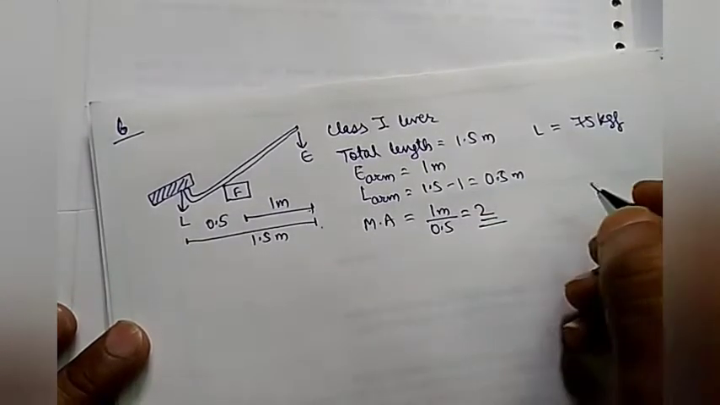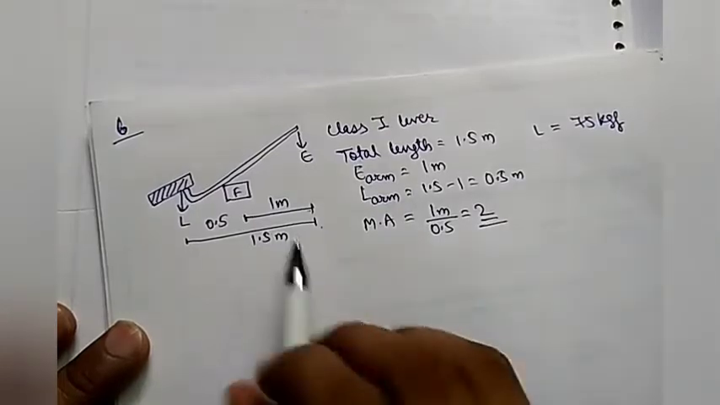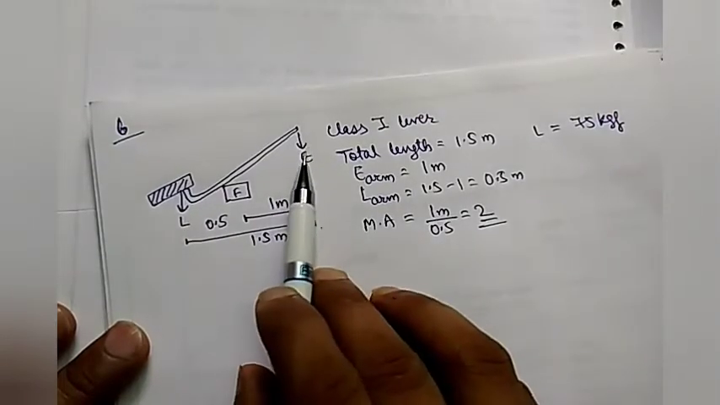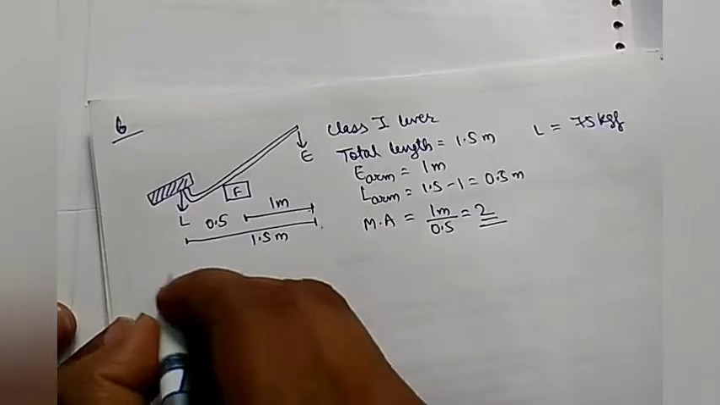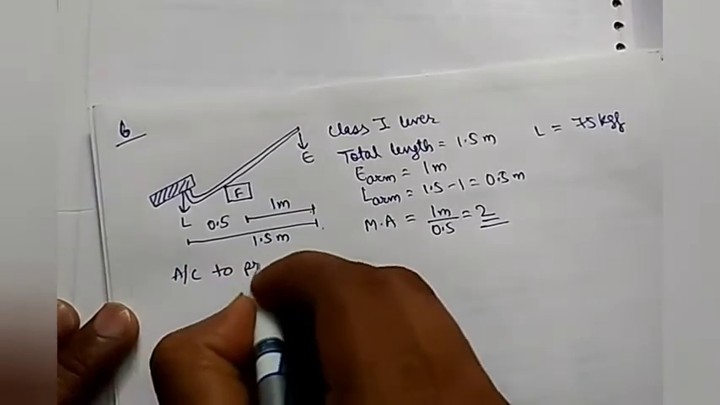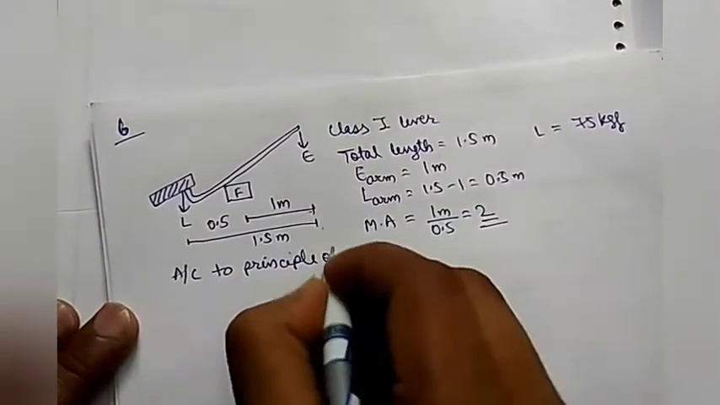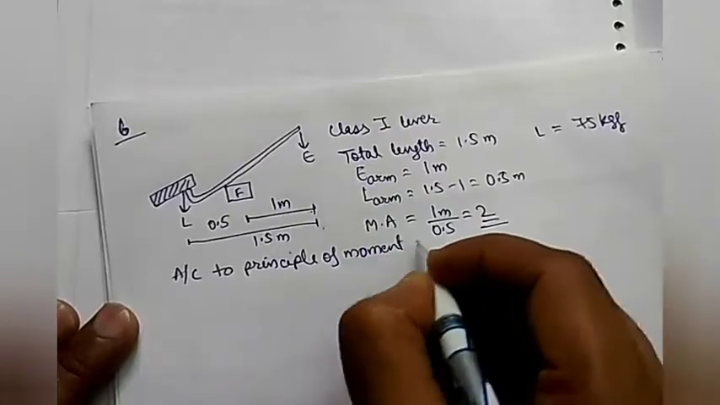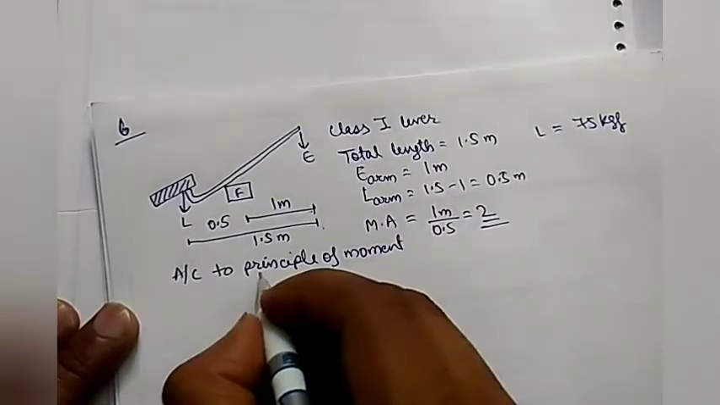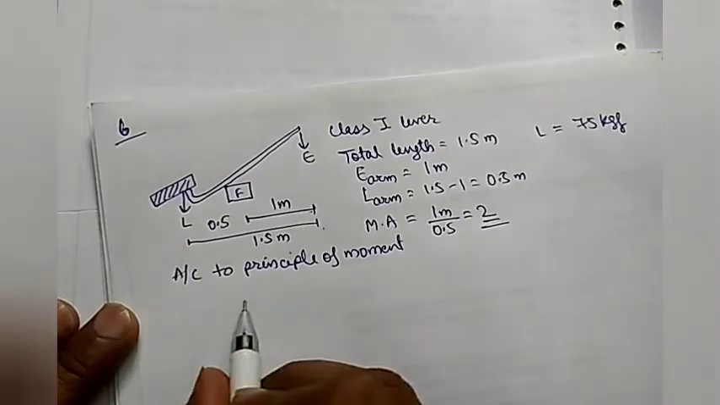Now we have to find the amount of effort that is put here. So according to the principle, not law, principle of moments. Again, same type of question is coming again and again. So according to the principle of moment, clockwise moment is equal to anti-clockwise moment.